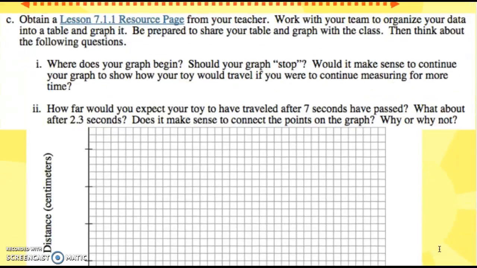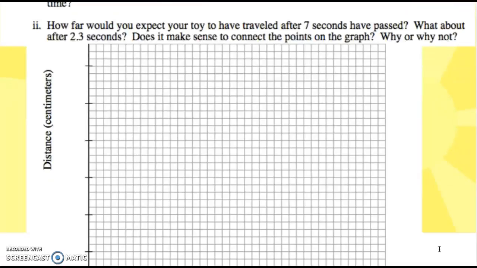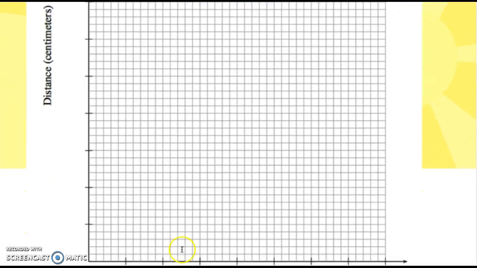And how far would you expect your toy to travel after 7 seconds have passed? What about after 2.3 seconds? Does it make sense to connect your points on the graph? Why or why not?